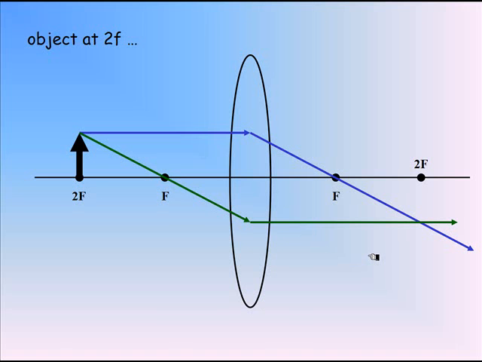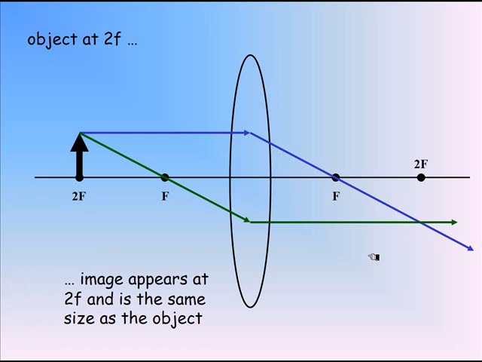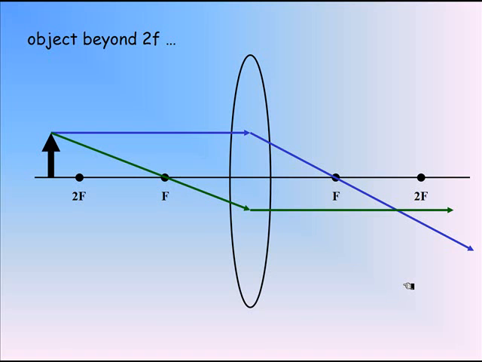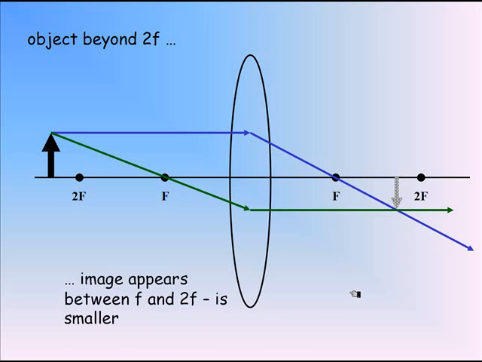An object right at 2F, well, it'll be exactly the same size, only upside down. So at the center of curvature, in other words 2F, you will have an image that is exactly the same size, only upside down. And beyond 2F, of course, we see that the image is still real, but now it is upside down and it's smaller. The image appears between F and 2F and is smaller. This is how it works in your camera.